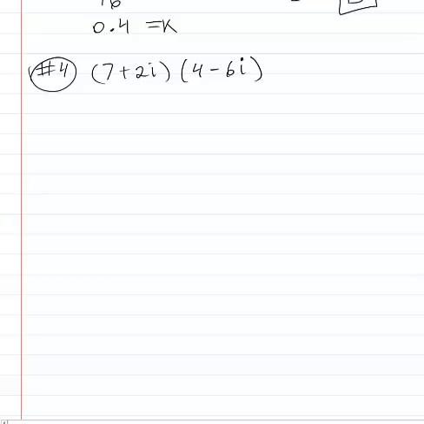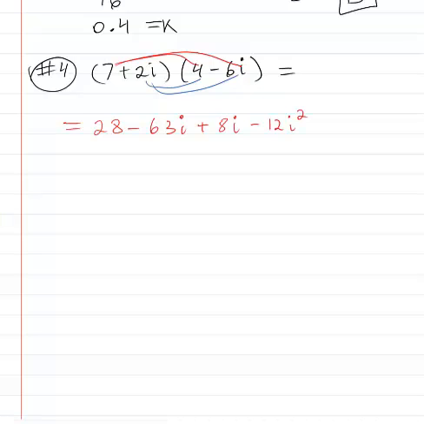Okay, so what does that equal to? Let's use the distributive property. Let's distribute the 7 first, and then we can distribute the 2y. If you distribute the 7, you get 7 times 4 is 28, minus 7 times 6 is 63i, plus 8i, and then minus 12i squared.